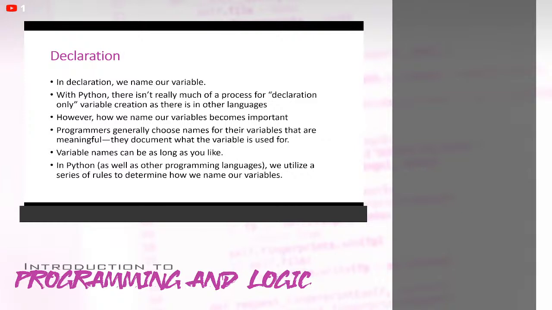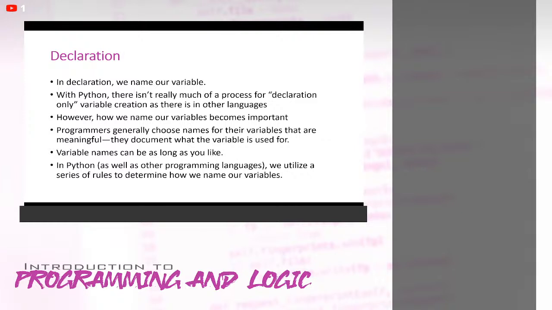If we want to write a program where we're not really starting out with much of a value, in Python we just put a little placeholder value in there. Since we can take things out and replace them with any other bits of data we want, we could just throw in a placeholder value, a 0, an empty string, whatever we want. So we don't really have this process for declaration-only variable creation in Python. However, how we choose the names of our variables becomes very important.